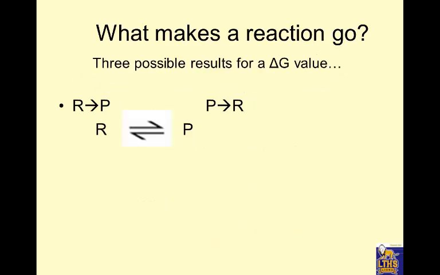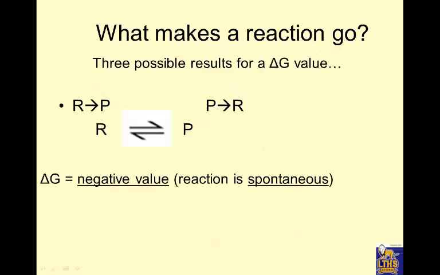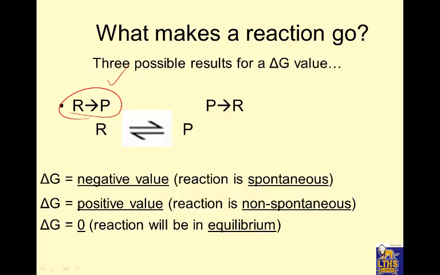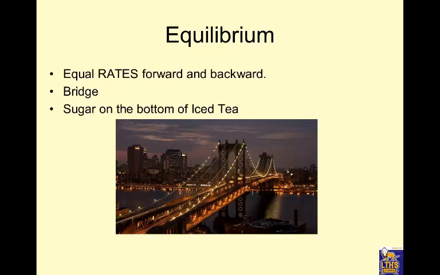So 3 possible results. If delta G is negative, we know it's spontaneous. So that means the reactants turn into product. If delta G is positive, that means the reverse reaction is favored or spontaneous. But if delta G is equal to 0, then we can get equilibrium, which means the forward reaction happens and the reverse, because maybe entropy is pushing one way, but enthalpy is pushing another. So we get this thing called equilibrium.